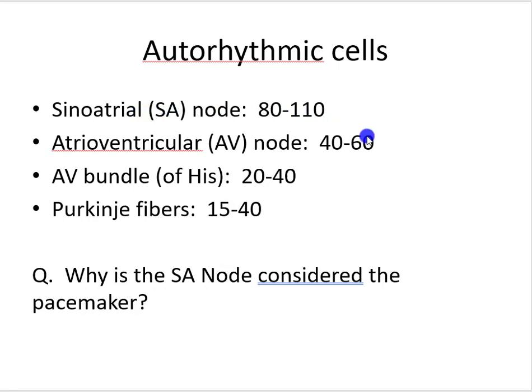I shouldn't say BPM. It's not a beat. It's number of depolarizations per minute. AV node will run at 40 to 60 depolarizations per minute. AV bundle is 20 to 40, and Purkinje fibers are 15 to 40 depolarizations per minute, left to their own devices. Now, in real life, though, of course, things are not left to their own devices.